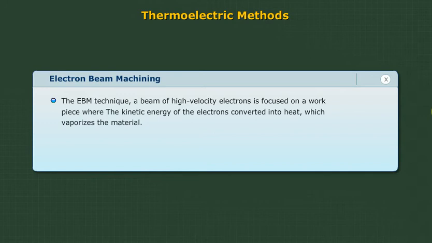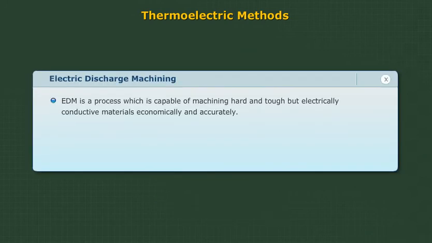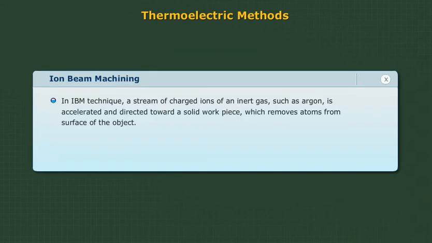The electron beam machining technique: a beam of high-velocity electrons is focused on a workpiece where the kinetic energy of the electrons is converted into heat, which vaporizes the material. Electric discharge machining is a process which is capable of machining hard and tough but electrically conductive materials economically and accurately. In ion beam machining technique, a stream of charged ions of an inert gas, such as argon, is accelerated and directed towards a solid workpiece, which removes atoms from the surface of the object.